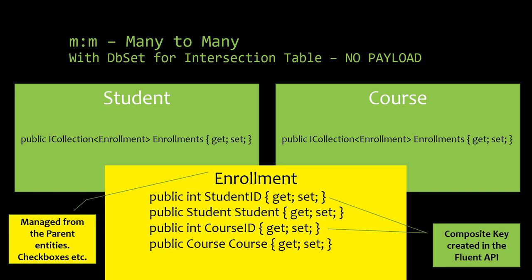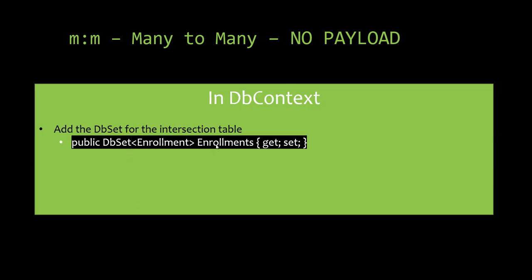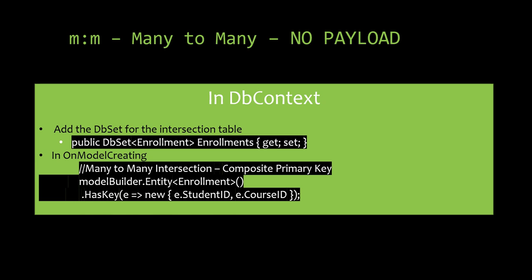So what's involved besides the classes themselves? Well, inside the DB context, of course, we have to have a DB set, even though we aren't going to make a controller for that associative or intersection entity, in our case, enrollment. And in OnModelCreating, that's where I mentioned we're going to create this composite primary key. So this little bit of code in there will go to our model builder and ask it for the entity enrollment. We're going to say it has a key, which is made up of, with this lambda expression, this new combination of a student ID and a course ID. Perfect. That's exactly what we need to do.